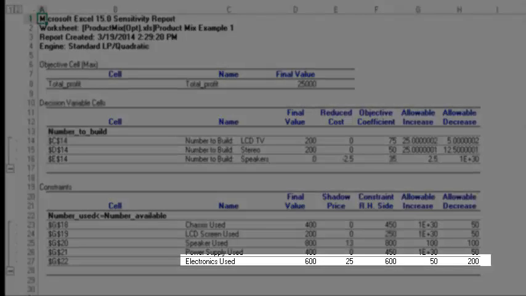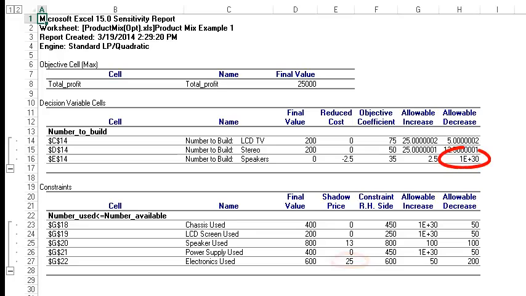In this example, increasing the number of electronic units from 600 to 601 will allow Solver to increase total profit by $25. We could use up to 50 more electronics units, which we'd use to build more TVs instead of stereos, thereby increasing our profits by $25 per unit. A value of 1e+30 in this report represents infinity. In this example, we would not build any speakers regardless of how much the profit per speaker decreased.